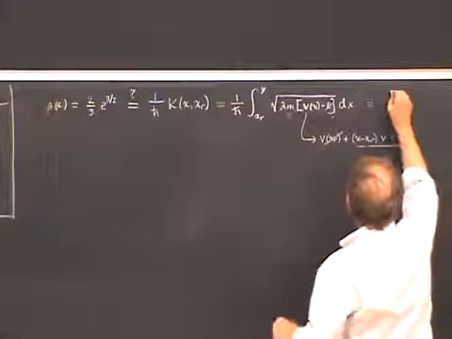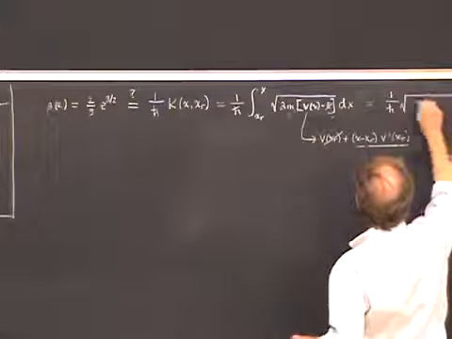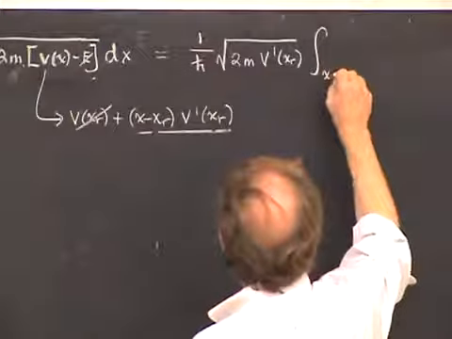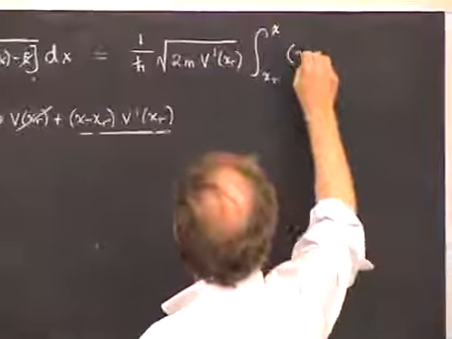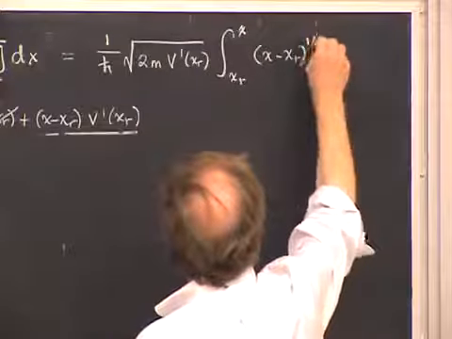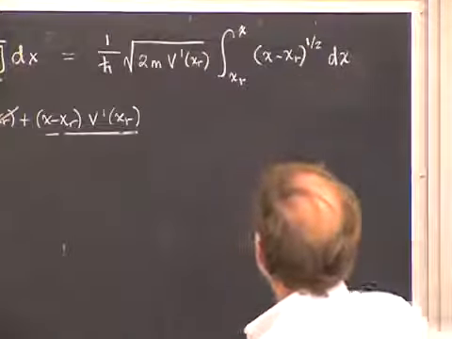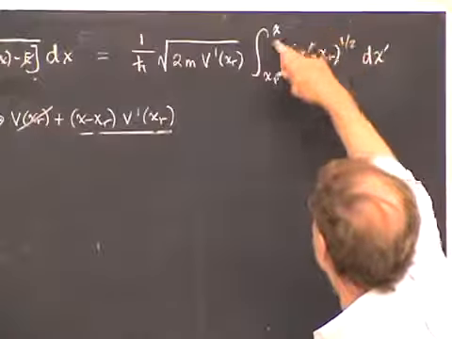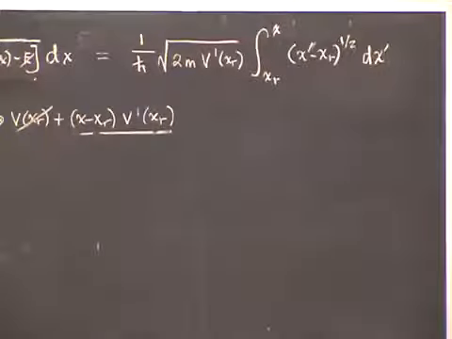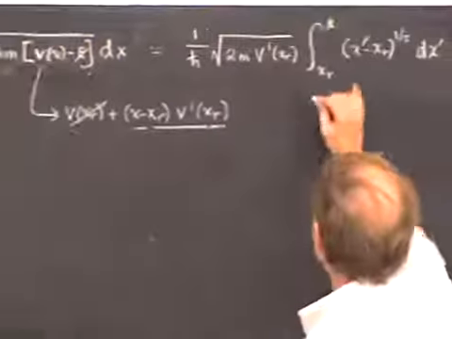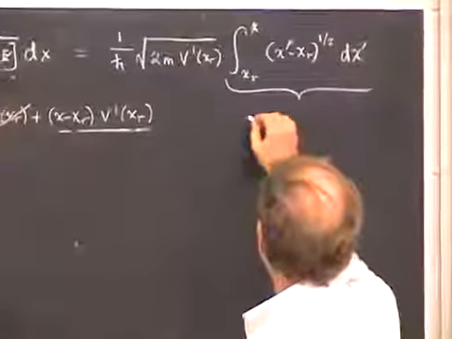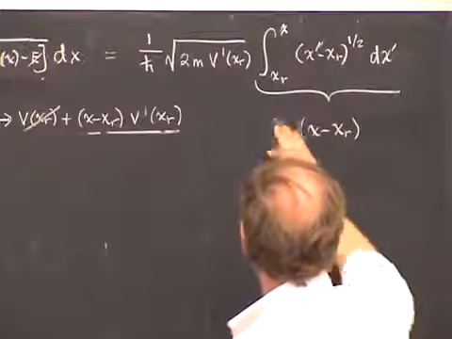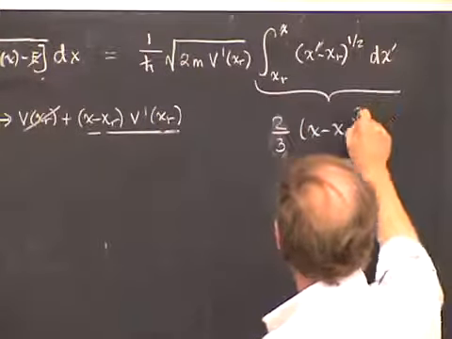So if I take out the constants, it's 1 over h bar, the square root of 2m times V prime of xr. And then we've got the integral from xr to x of (x minus xr) to the 1/2 power dx. These should really be x prime. This is where I want to be careful about distinguishing the variable of integration from the upper limit. But anyway, that's the integral we get in this straight line approximation. And this integral is easy to do. It's 2/3 of (x minus xr) to the 3/2 power.